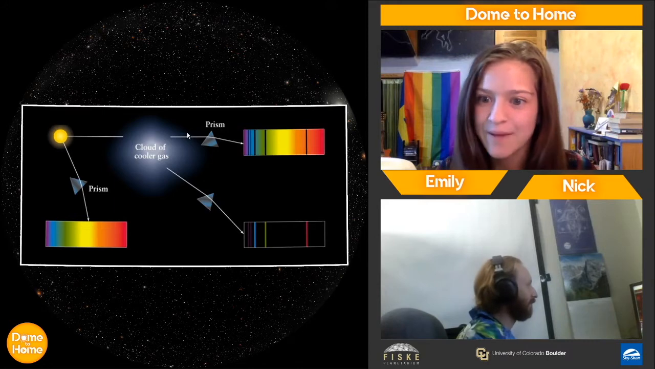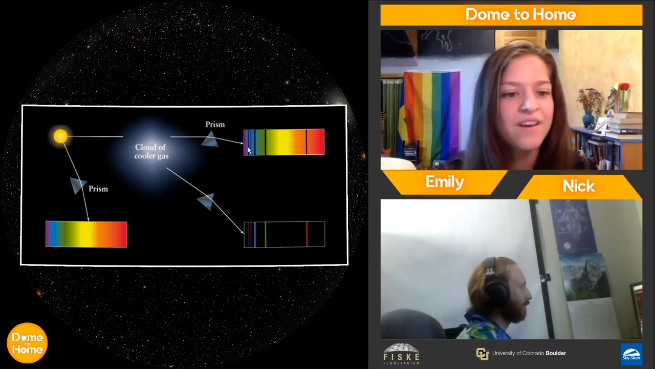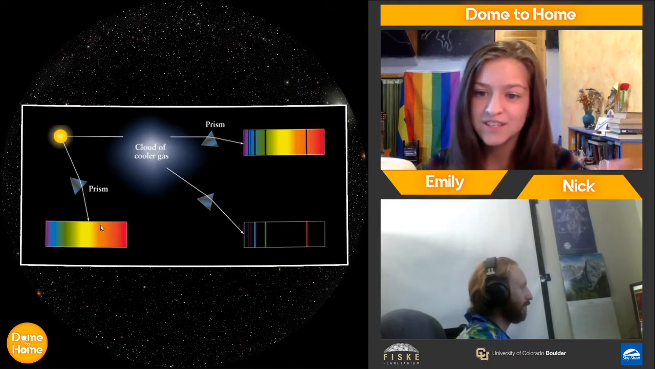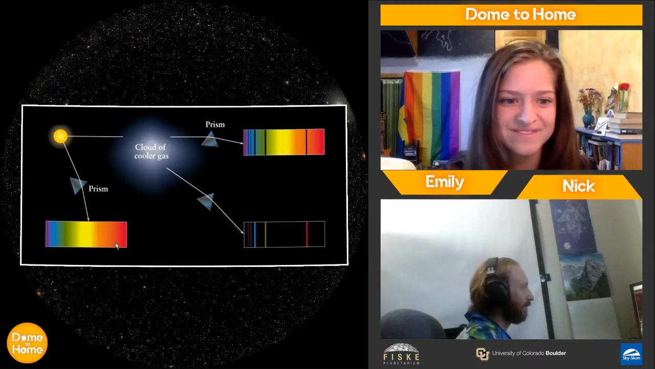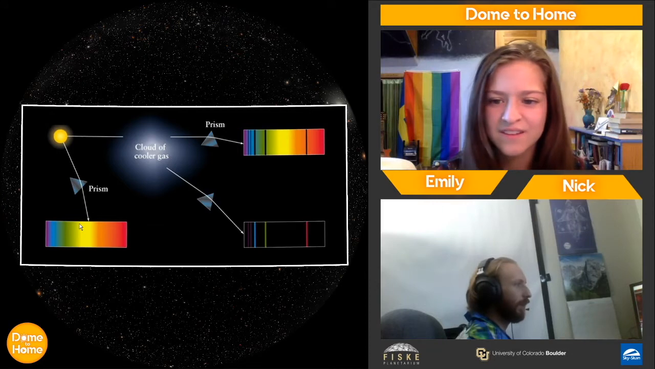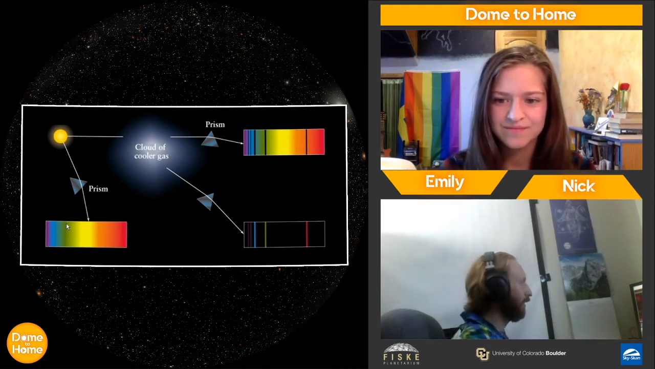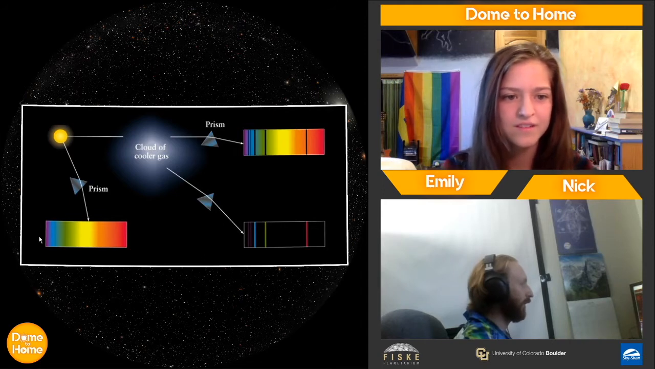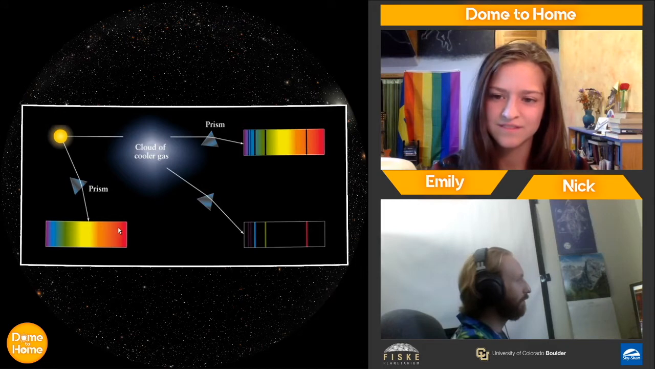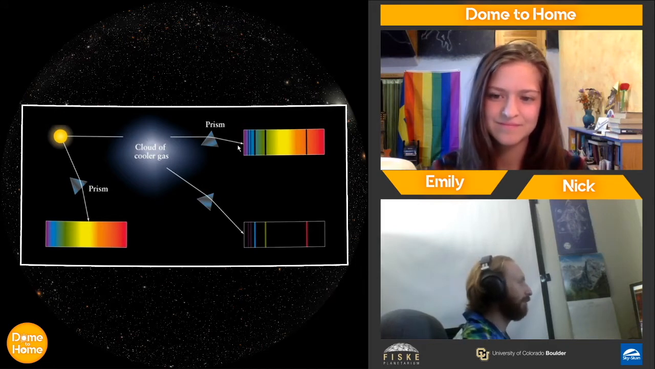But if the atmosphere wasn't in the way, we would just see a continuous spectrum, like the one on the bottom left right there. Yeah, so if we just looked at pure light from the sun without any atmosphere, it just went straight through a prism like this, we would see a complete and total rainbow. The sun makes all the colors of the rainbow, but it's that atmosphere around it that absorbs some of those colors.